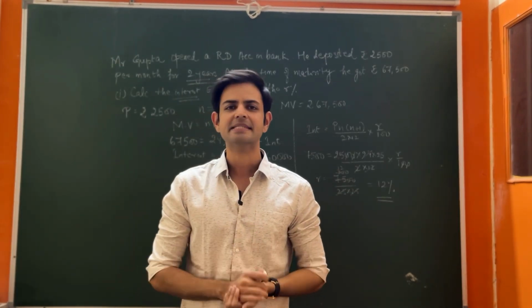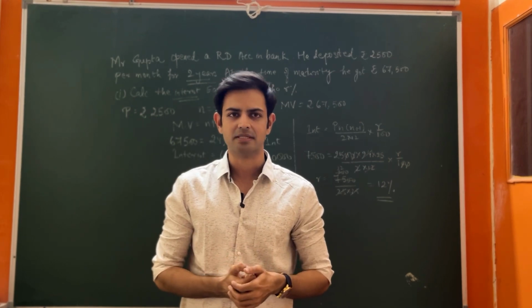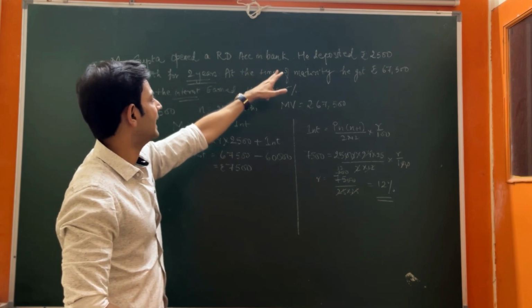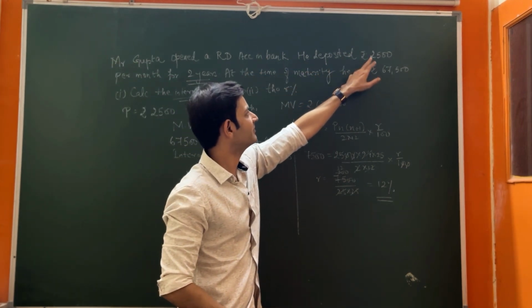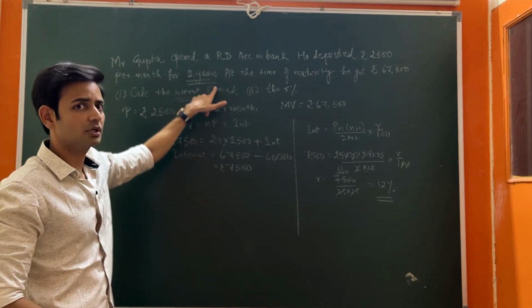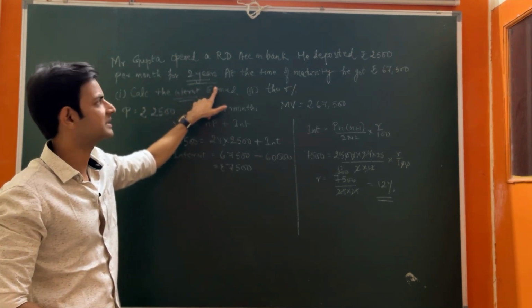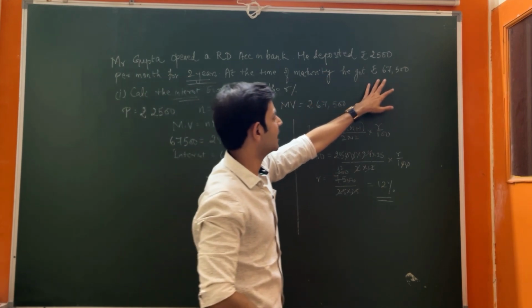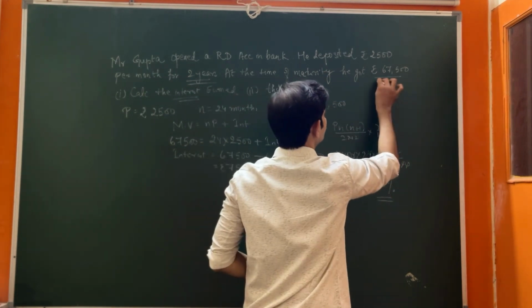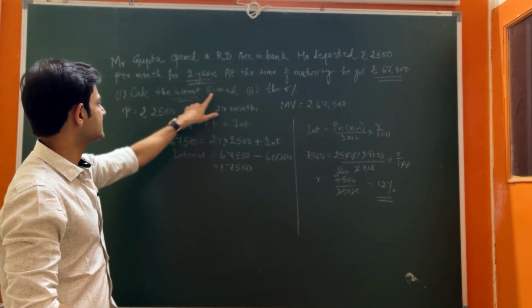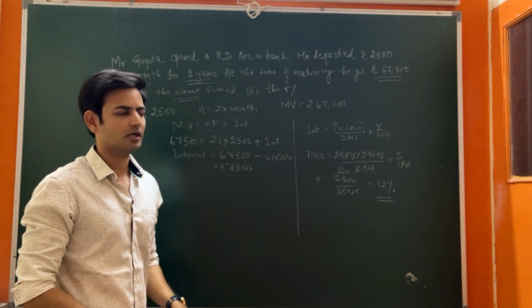Now let us take an example to understand this concept better. So Mr. Gupta opened a RD account in bank. He deposited rupees 2,500 per month for 2 years. Remember, it is 2 years. We will have to convert that into months. At the time of maturity, he gets 67,500. So this amount becomes the maturity value. Find the interest earned and the rate of interest.